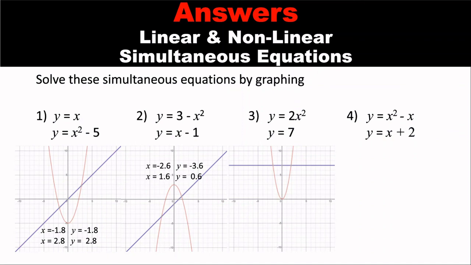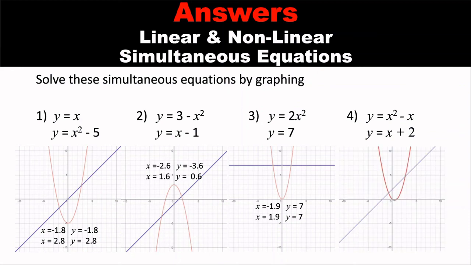Question 3. Again, we've got 2 sets of solutions. One where x is equal to negative 1.9 and y is equal to 7. And the other where x is equal to positive 1.9 and y is equal to 7. Question 4. Again, our 2 points of intersection. One is where x is equal to negative 0.7 and y is equal to 1.3. And the other is where x is equal to 2.7 and y is equal to 4.7.